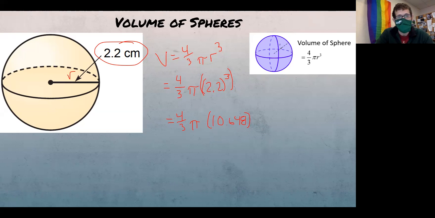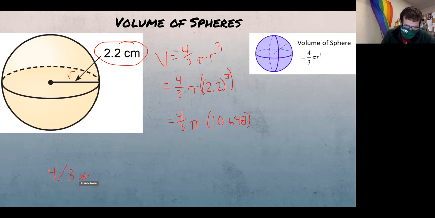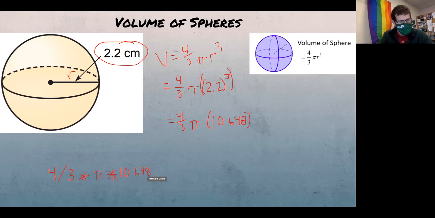And maybe at this point you could do your 4/3 times pi times 10.648 if you feel comfortable trying that out. That's not a problem. And in your calculator, you actually just do 4 divided by 3 times pi times 10.648. That will work. And it'll look like that.